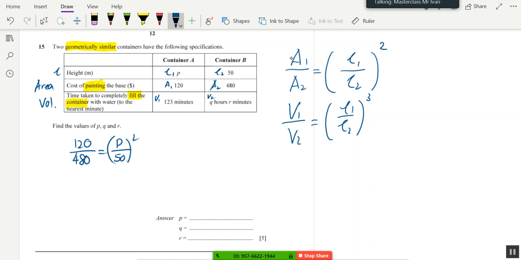Even though they are talking about time and the cost, because the ratio is proportionate, don't go and square it. Go and square root the other side. So 120 over 480 is 1 over 4. Which means that P over 50, bracket square, is equals to 1 over 4. P over 50 is equals to square root of 1 over 4, which is 1 over 2. So P is equals to 25. Well done.